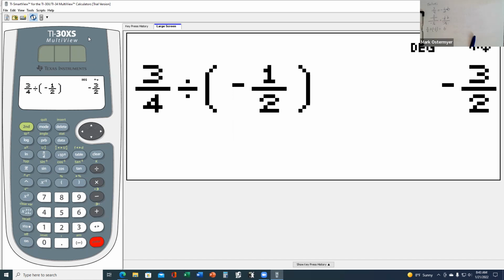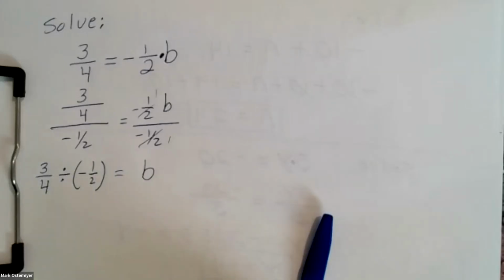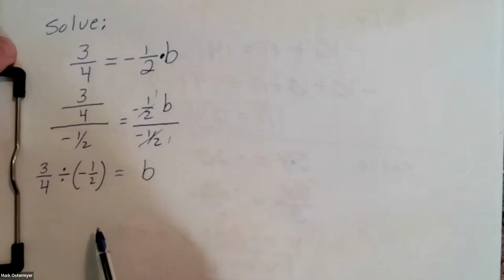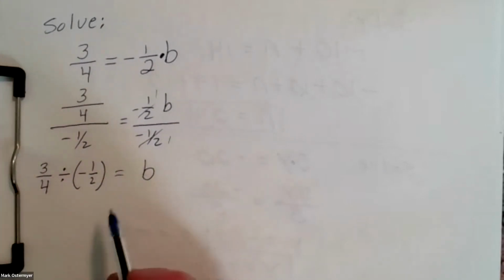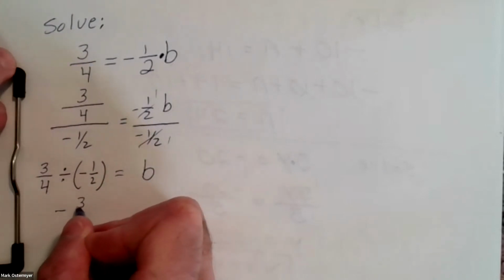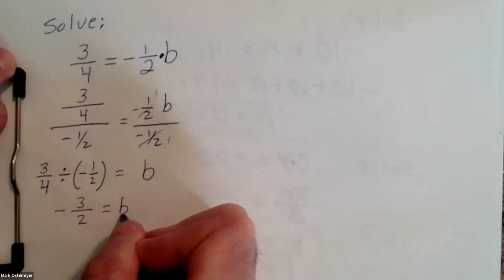The nice thing about the TI-30XS versus the TI-34 multi-view is that the TI-30XS cuts through the chase and reduces your fractions down immediately, whereas with the TI-34, you may have to use the simplify button that I illustrated. So actually the TI-30XS is a little bit more efficient than the TI-34 multi-view. All right, so therefore 3/4 divided by -1/2 turns out to be -3/2. And that would be your solution to this equation.